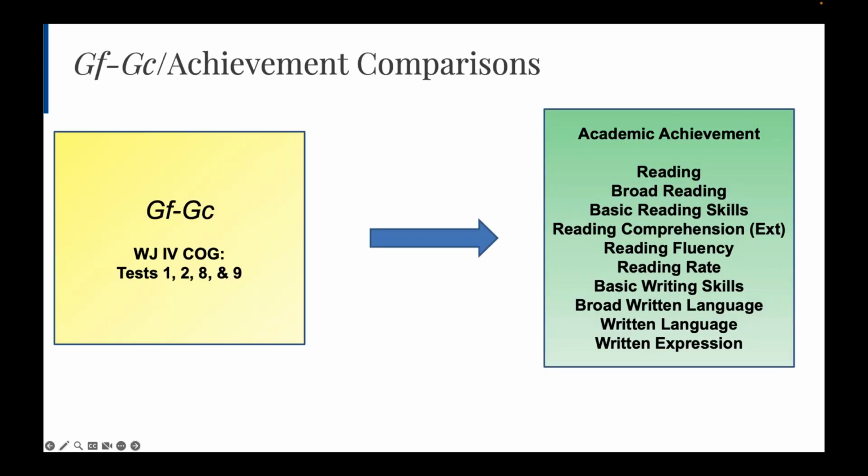And that comparison that you'd want to consider is the GfGc to achievement comparison. This one uses the GfGc as that predictor score. And as you can see here, there's a broad array of reading and writing domains that you can use the GfGc composite as a predictor for. So to rephrase that differently, you can use this to help determine if their overall reasoning and knowledge skills are relatively intact and commensurate with their academic achievement in those areas listed here.